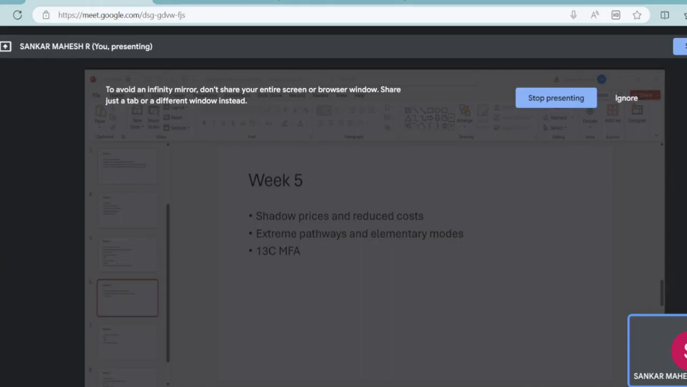So, what we were talking about is shadow prices and reduced costs. Then, moving on to something called extreme pathways. So, extreme pathways are a unique and minimal set of basis vectors that can describe all different possible phenotypes in a non-negative linear combination.